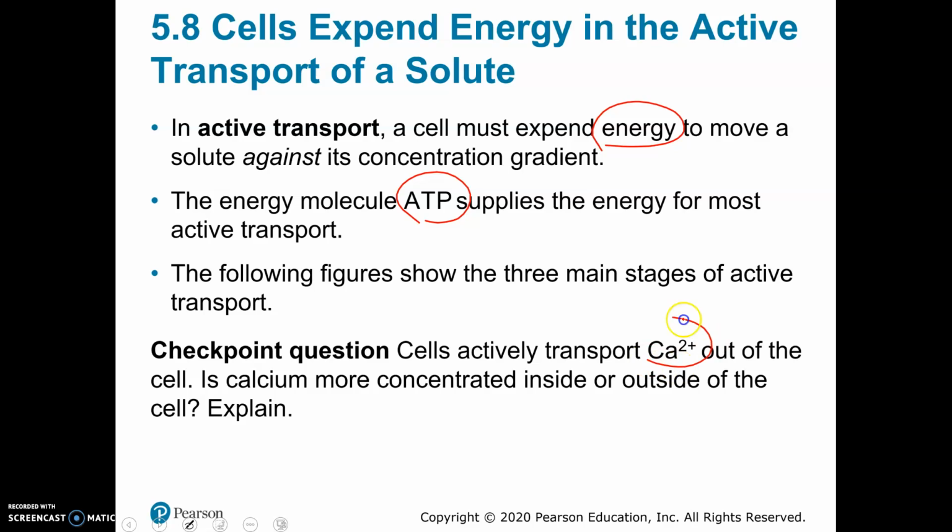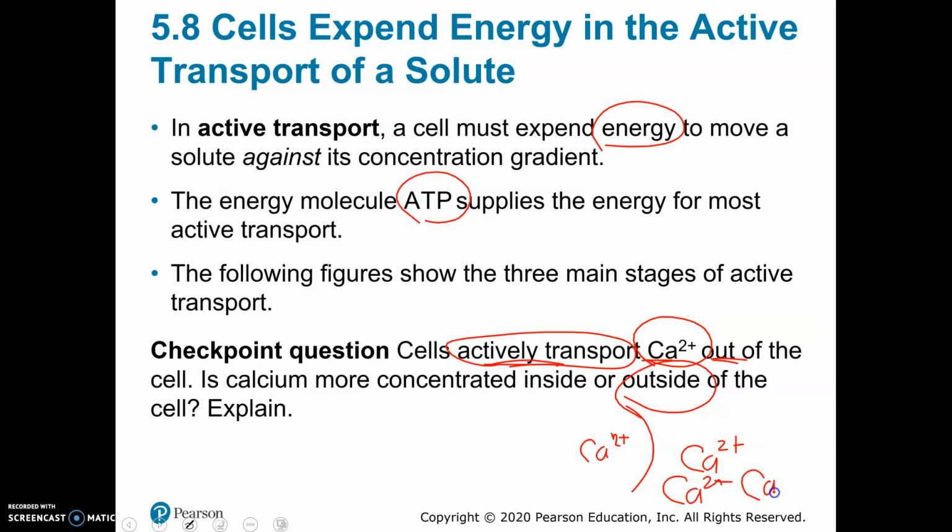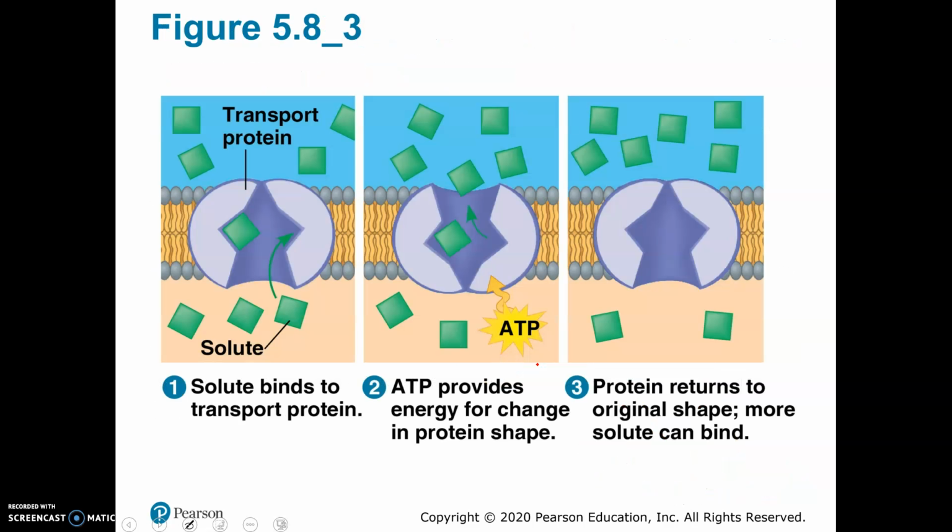For example, cells may actively transport calcium out. If it's active transport, the question is, is calcium more concentrated inside or outside? Well, if it's active transport and it's pumping out, then it must be higher concentrated out. In other words, if you had less calcium out, then that would be the natural way it would go. But if you already have lots of calcium out here, your cell's not going to want to take them this way. The natural way for them to go would be high to low. So your cell would have to use energy, active transport, to pump the calcium out.